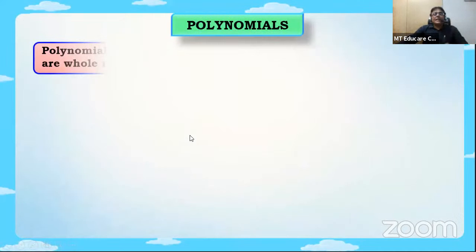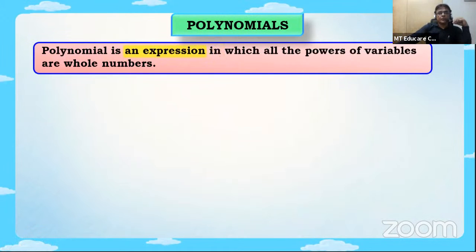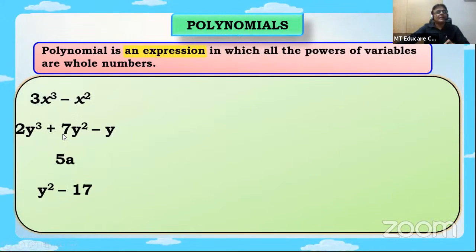Now, students, let us understand what exactly is the word polynomial. Polynomial is nothing but an expression in which all the powers of the variables are whole numbers. Now, if polynomial is an expression, we should know what exactly is an expression. So, what is an expression, students? Expression is any mathematical statement with variables and the constants, that is the numbers.